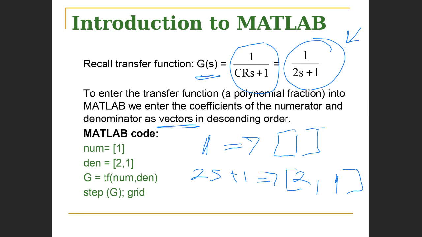We're saying to MATLAB, we're going to call G the transfer function that is defined by this numerator and denominator. Then we're saying to MATLAB, derive or obtain for us the step response of the system, and please provide a grid on that response.